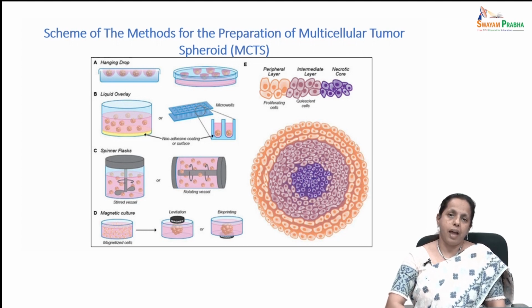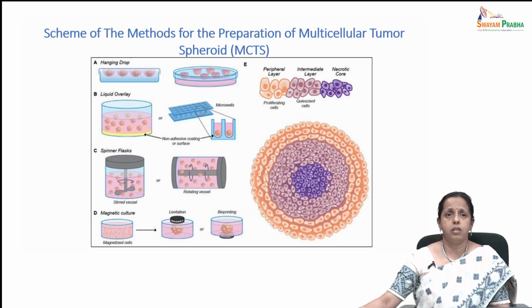So this gives a scheme of the different methods for preparation of multicellular tumor spheroids, or the 3D spheroids. So we have the hanging drop method, there is a liquid overlay method, and there are spinner flask and magnetic cultures. In all these methods, we can clearly see how the cells are coming together at the bottom of a hanging drop, or on the surface of the plates, as in the liquid overlay method, where we can clearly see the accumulation of the cells because of a non-adhesive coating on the surface.